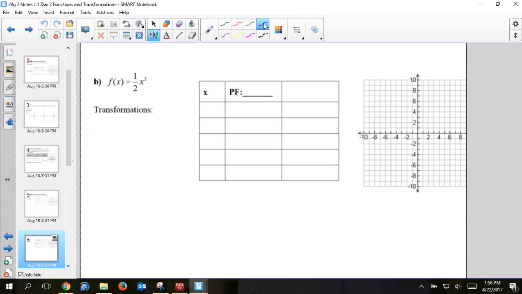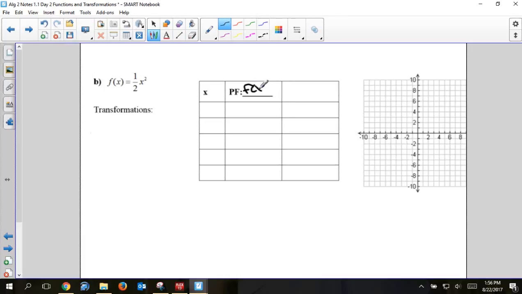We're going to look and we're going to see 1/2 x squared. And you're going to say, what is the parent function for 1/2 x squared? What family does that belong to? Quadratic family. And it is f of x equals x squared. So I'll write that here. That's our parent function. And then we go to the front page. If you don't know your ordered pairs, we're going to put in our parent function ordered pairs from the front page of our notes.